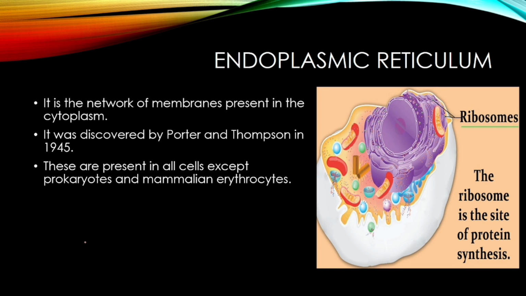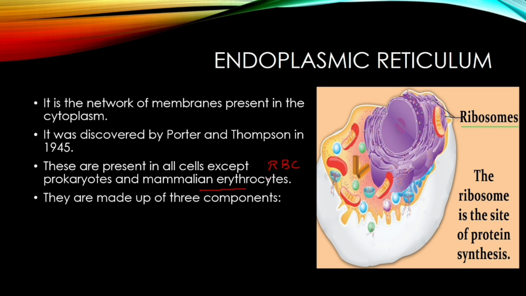They are present in all cells except the prokaryotes and the mammalian erythrocytes. Again here mammalian erythrocytes. When we were studying nucleus, we studied that the erythrocytes, that is RBC, do not contain nucleus. Similarly, RBC does not contain endoplasmic reticulum also, so that RBC can squeeze through the capillaries. If endoplasmic reticulum is present, it provides a network, a framework to the cell, a shape to the cell. So the RBC does not contain endoplasmic reticulum, so it provides flexibility to move through the capillaries.